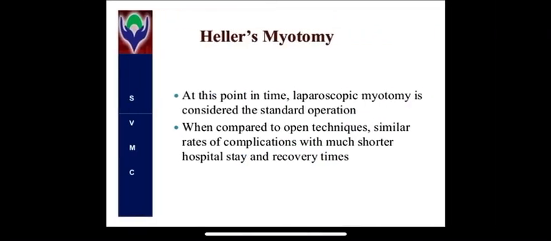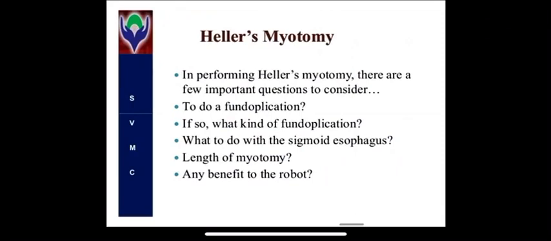At this point in time, laparoscopic myotomy is considered the gold standard procedure. When compared to open techniques, similar rates of complications with much shorter hospital stay and recovery times have been reported with laparoscopic Heller's myotomy. In performing Heller's myotomy, there are a few important questions to consider. Should one perform a fundoplication post procedure? If so, what kind of fundoplication has to be performed? What to do with the sigmoid esophagus? The length of the myotomy, and any benefit while using a robot or not.